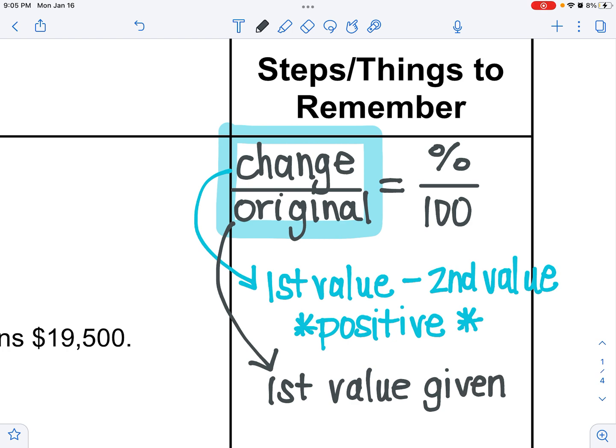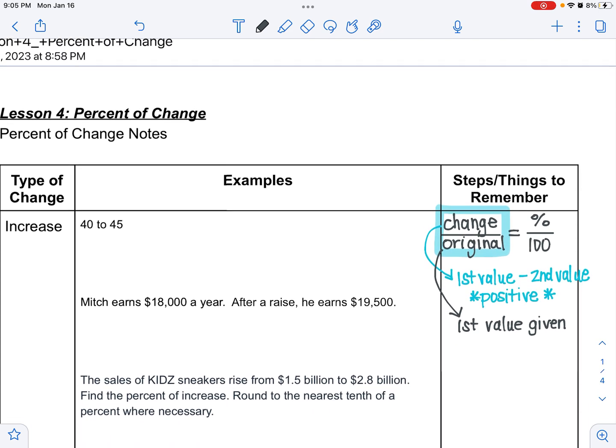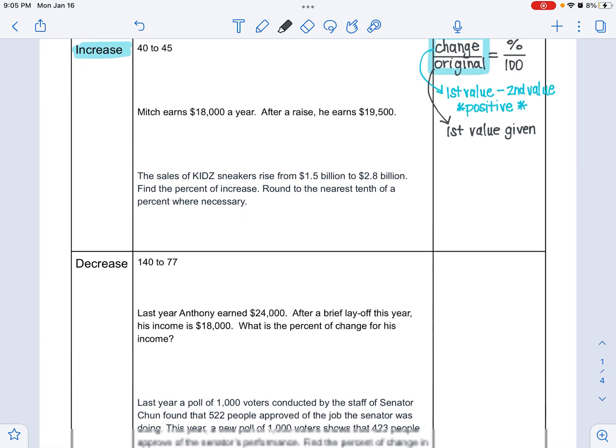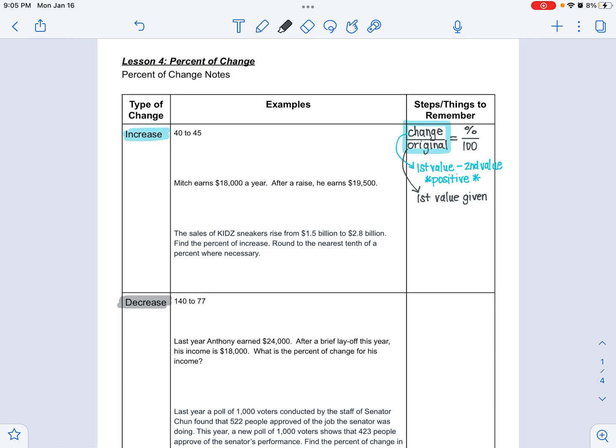So let's apply this to a problem with just two numbers listed. So you'll notice the first top part of your notes are three problems that are percent increase. So we're talking about a number going from a smaller number to a larger number. And then when you look at the second half of your notes, another three problems. These problems are percent decrease, or a larger number going to a smaller number. So we're going to start with increases first.